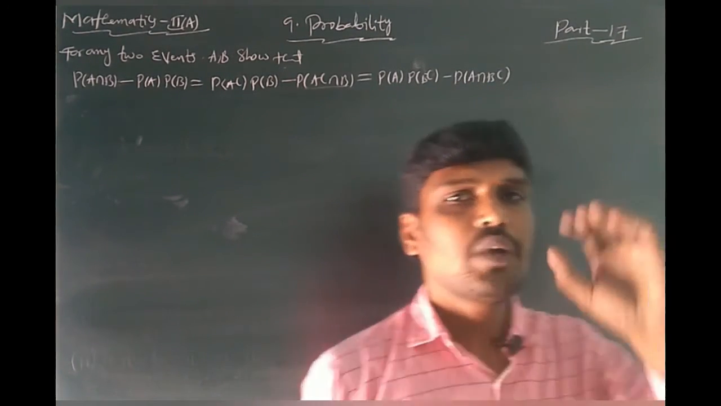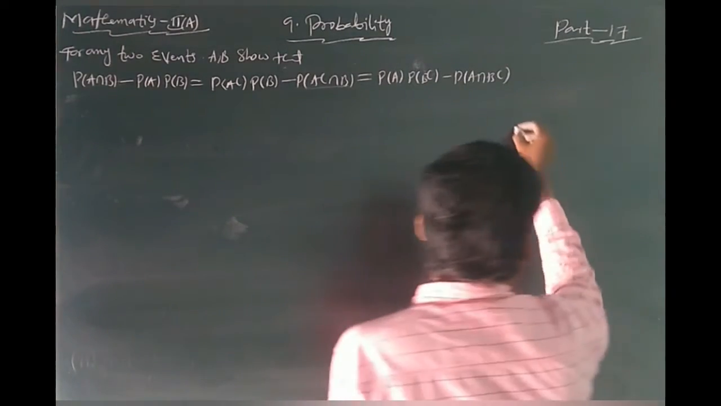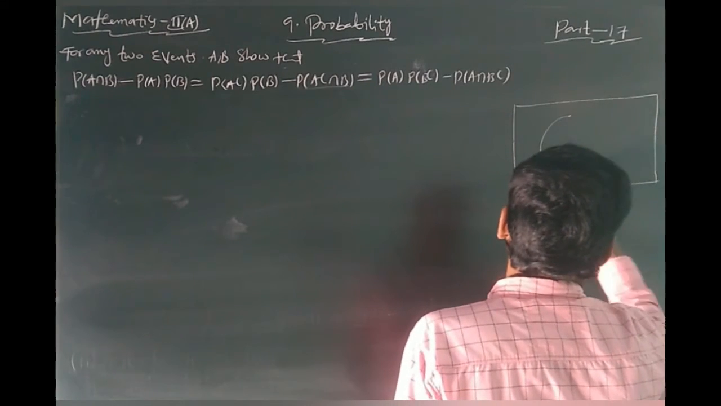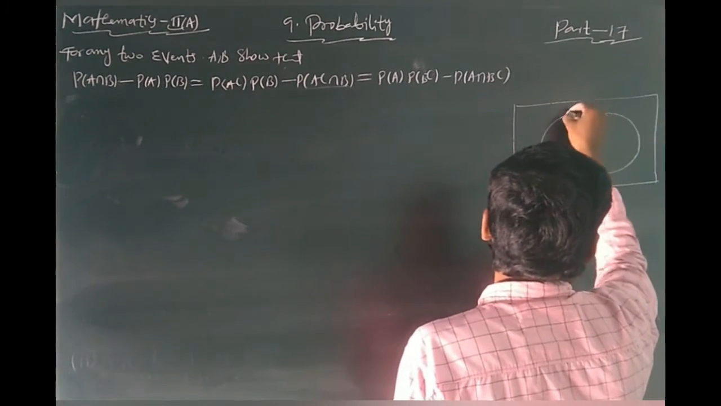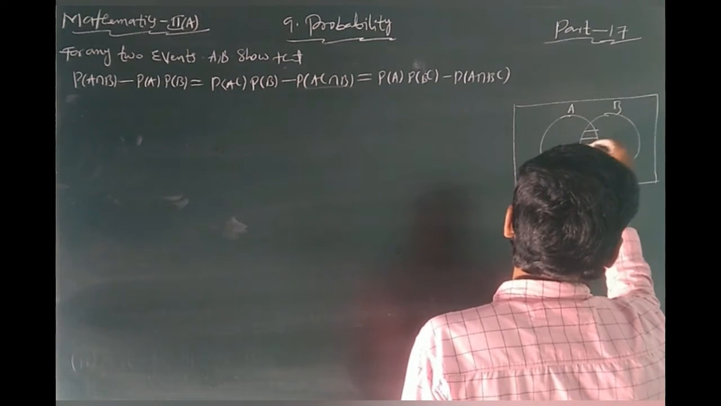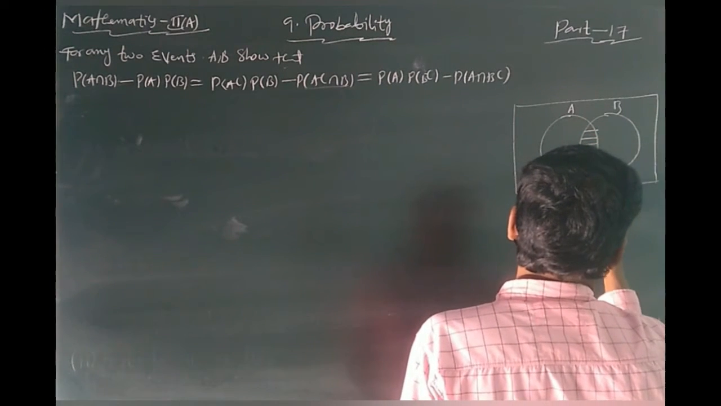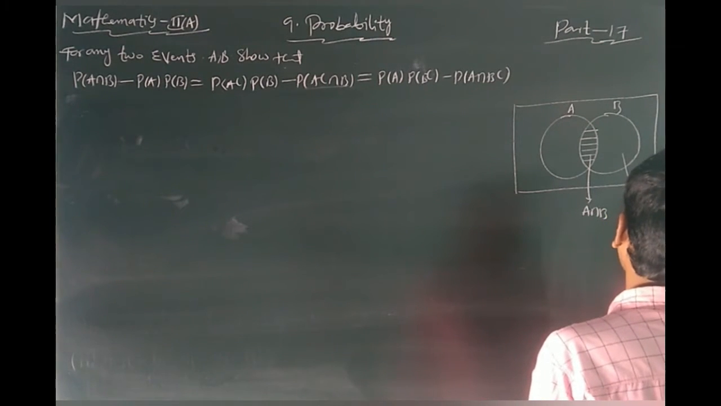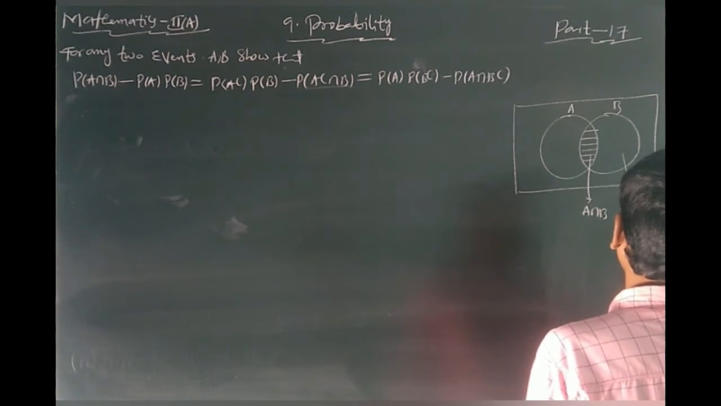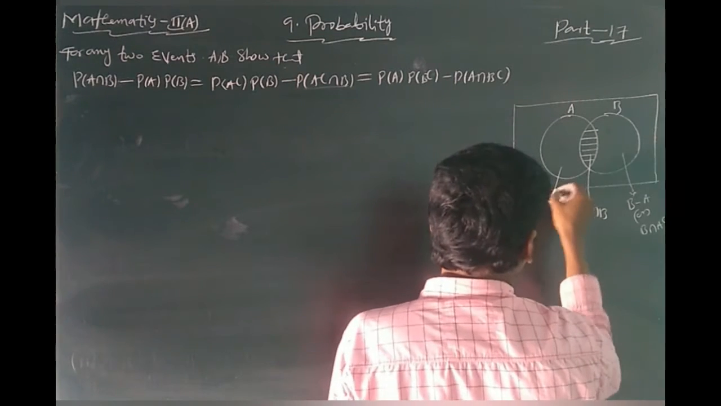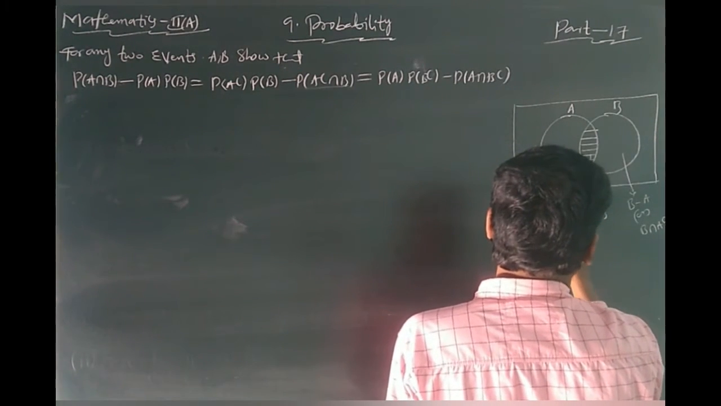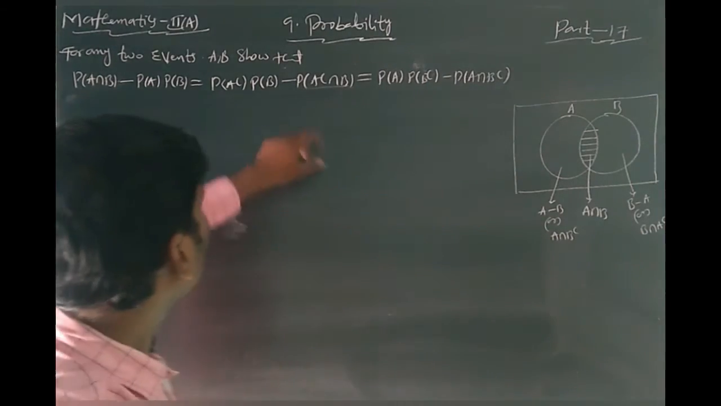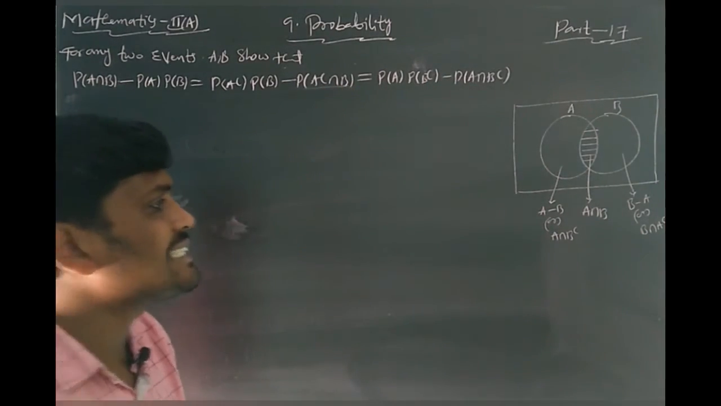First of all, you can draw the Venn diagram. This is the Venn diagram. This one is A, this one is B. This part is A intersection B. This part is B minus A, nothing but B intersection A complement. This part you can write as A minus B, or A intersection B complement. These values, you know, here is A complement intersection B.